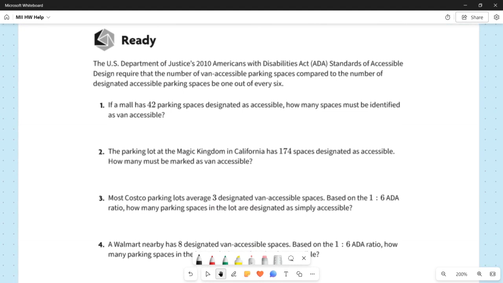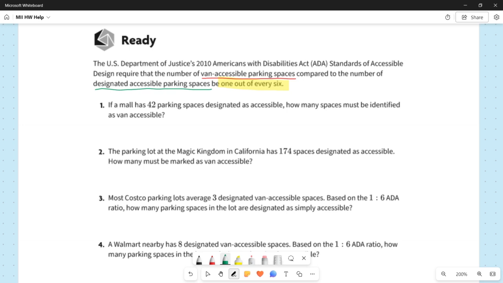Starting with the Ready section. The U.S. Department of Justice's 2010 Americans with Disabilities Act, or ADA, standards of accessible design require that the number of van-accessible parking spaces compared to the number of designated accessible parking spaces be 1 out of every 6. So again, we're comparing van-accessible parking spaces to overall designated accessible parking spaces. Okay, so we have a ratio here.